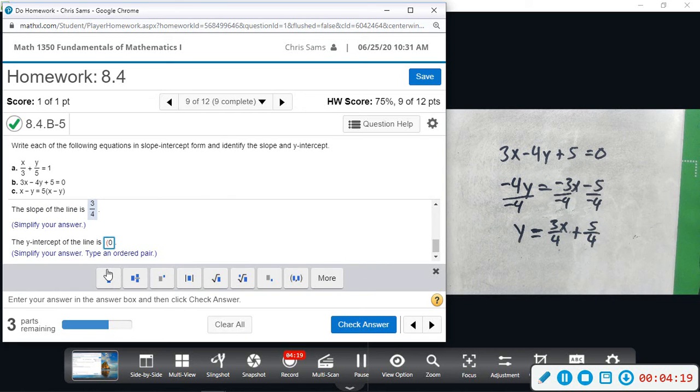So 0, comma, 5/4. Uh-oh, it's all on the bottom. That's not right. Arrow over. Okay, so 0, comma, and then I need my 5 up top and 4 on the bottom. And then arrow out and close parentheses.